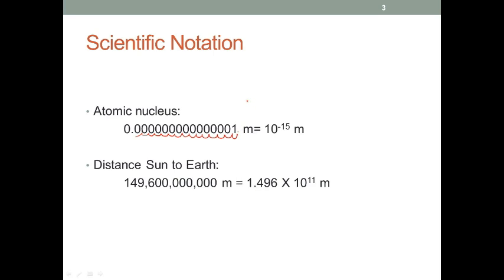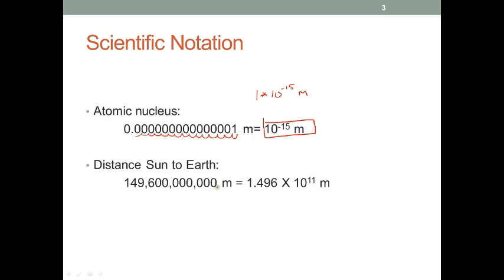Therefore, I can write this as 1 times 10 to the minus 15 meters, where that 15 is due to those 15 spots. Now you notice here, I didn't write 1 times, because one of the properties of multiplication is that if I multiply by 1, I get the same number out. Therefore, it's not needed.